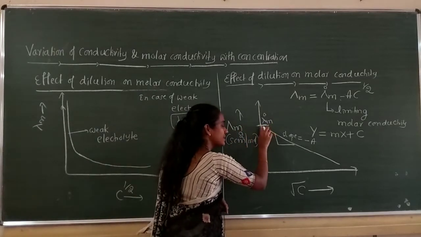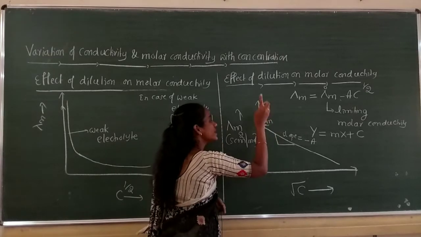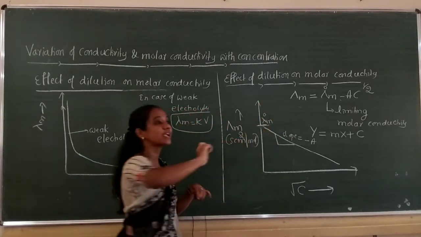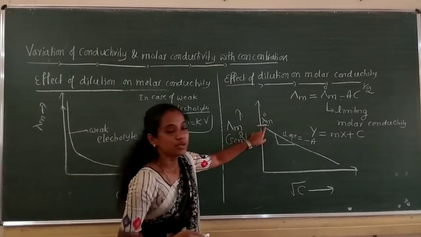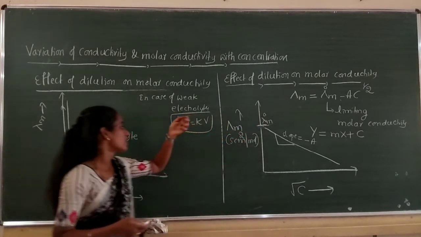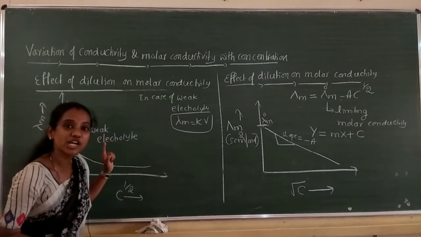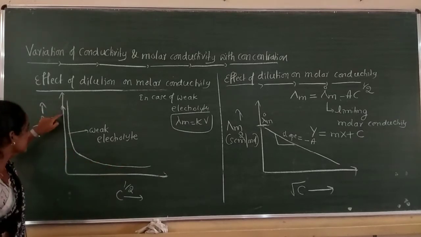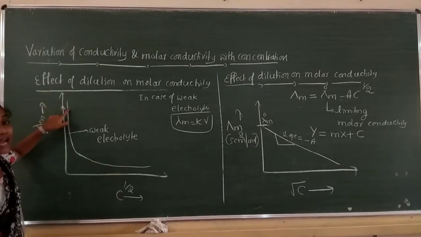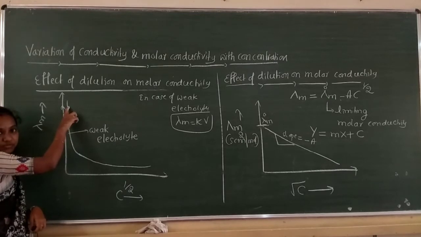And where that point is, is the limiting molar conductivity. So for strong electrolyte we can determine the limiting molar conductivity from the graph, whereas for weak electrolytes, since they undergo only partial dissociation, the graph is like this. Using this graph, it's not possible to calculate the limiting molar conductivity because we cannot extrapolate the curve.